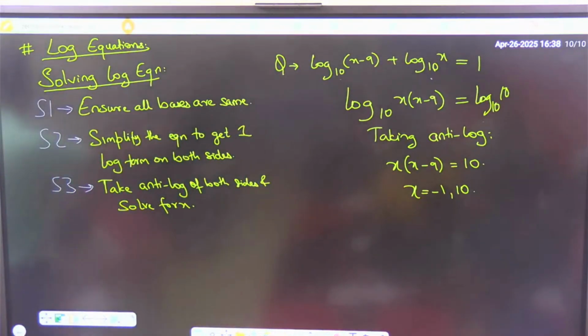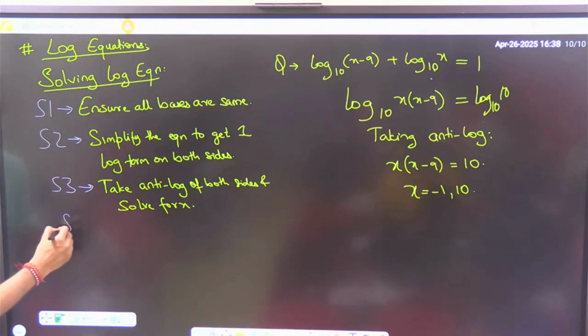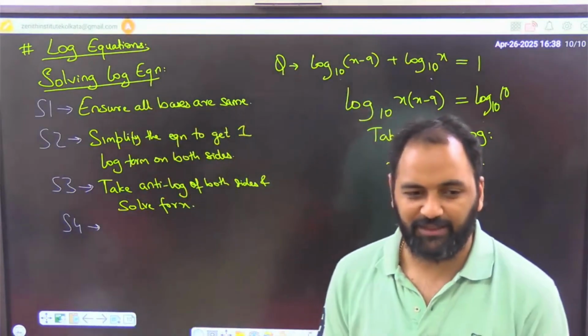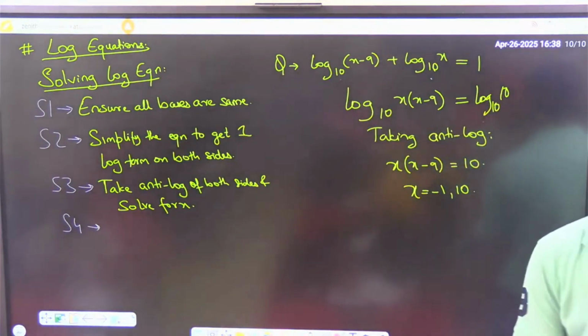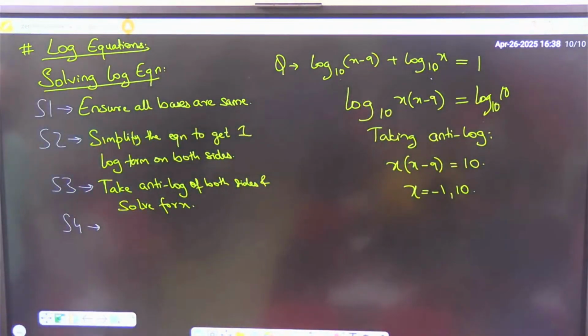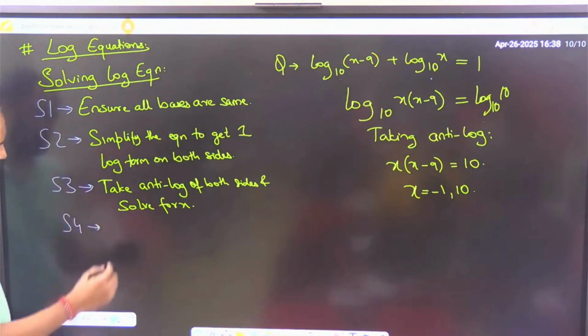Now, once we have the values of x, we have solved the question. Then comes the most important step. Step 4. The question is not done yet. Don't stop after finding the value of x. The picture is not complete yet. Things are not going to be so simple. Step 4, next.